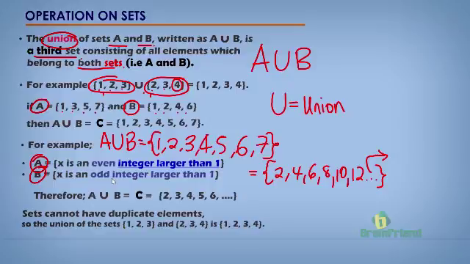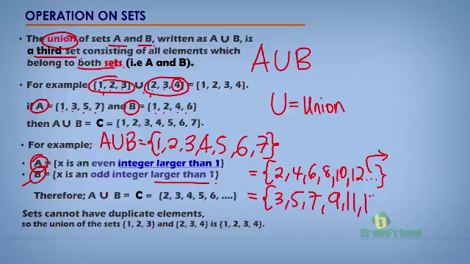If we also have the set B, which is the set of all x such that x is an odd integer number larger than 1, we would list the elements of our set B as 3, 5, 7, 9, 11, 13, and so on. Again, our set will tend to infinity.